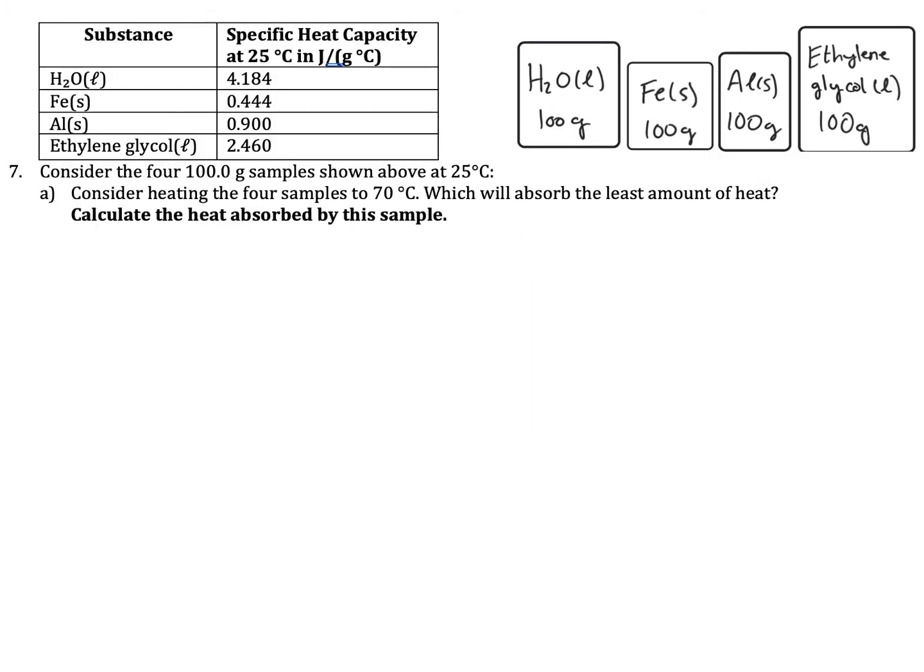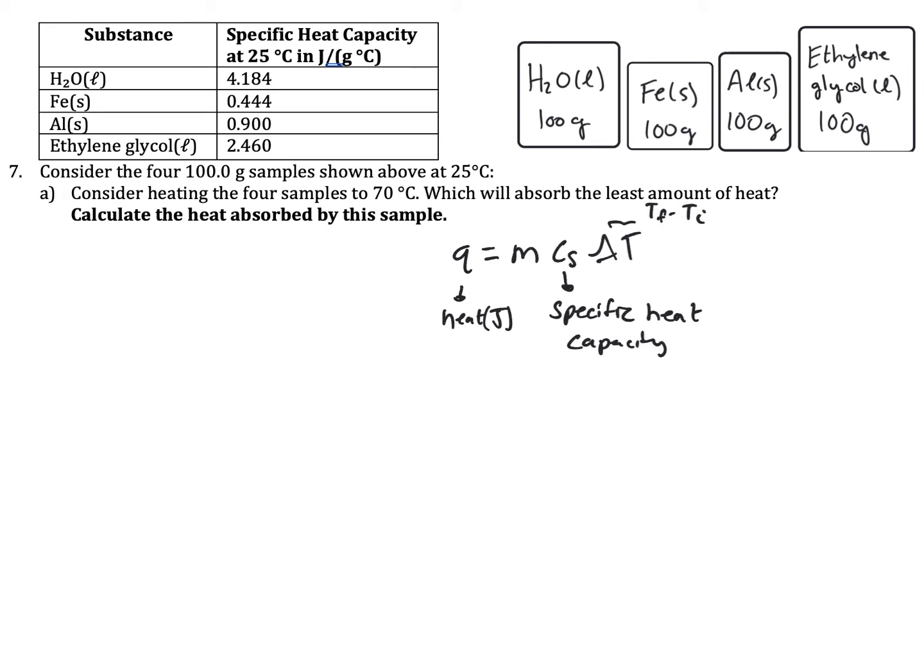So this question uses that calorimetry equation, the equation that relates heat, mass, and specific heat capacity. So Q, remember, is the heat in units of joules. M is the mass in kilograms. Cs is the specific heat capacity. That's how much heat per gram of substance you have. And delta T, again, is the change in temperature, so this is the final temperature minus the initial temperature.